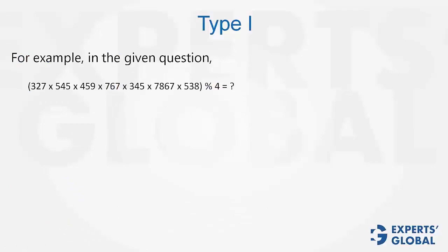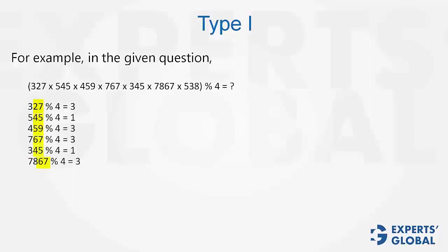In this given question, this is a huge expression. We need not multiply and then divide. We can first divide and then multiply. To find the remainder with 4, we just need to divide the last 2 digits by 4. So 327, the remainder with 4 would be the same when 27 is divided by 4. That's 3. 45 would leave remainder 1. 59 would leave 3. Similarly, each term would leave some respective remainder.